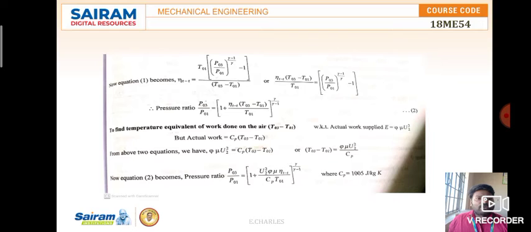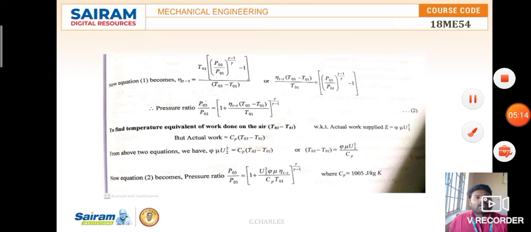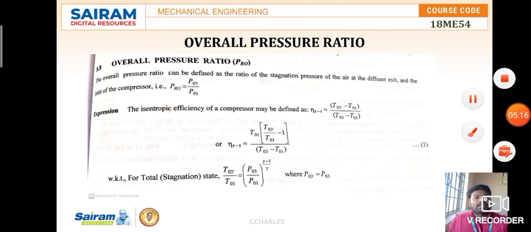To find the temperature equivalent of the work done on the air, the actual work is equal to Cp into (T03 minus T01). So finally, the pressure ratio becomes 1 plus (U2 squared times the slip factor times the isentropic efficiency) divided by (Cp into T01), the whole to the power of gamma by gamma minus 1, where Cp is equal to 1005 joules per kg Kelvin. So this is all about the overall pressure ratio.